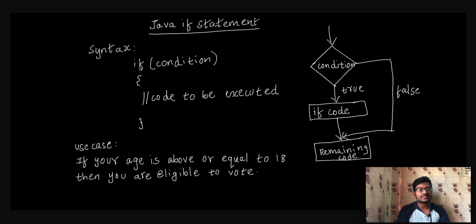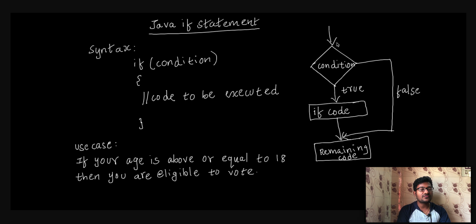So this is the syntax. If, open brace, close brace, inside the if braces we should specify the condition. So the system checks whether the condition is true or false. If the condition is true, then it will execute the statements which are present inside the open and close flower brackets. So this is the syntax. And this is the flow diagram. Here this is the condition. This diamond box is a condition checker. If the condition is true, then the if code would be executed. If the condition is false, the remaining code would be executed.